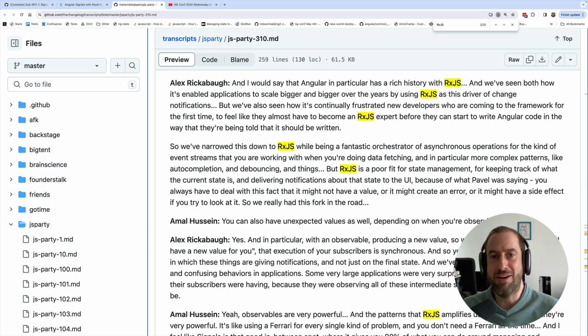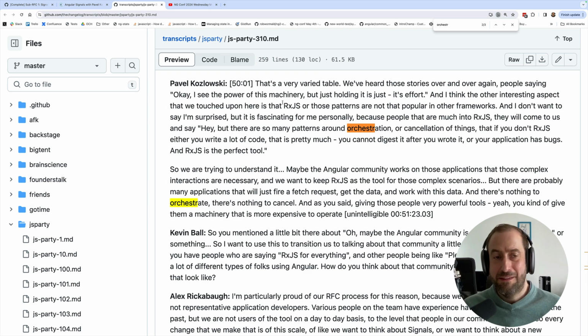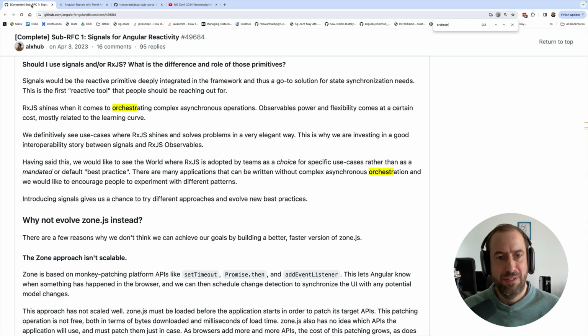By tying RxJS to the framework, the steep learning curve of RxJS was inherently slowing down the adoption of Angular and driving away developers from the framework that would otherwise feel comfortable using it, using other patterns and best practices other than RxJS.